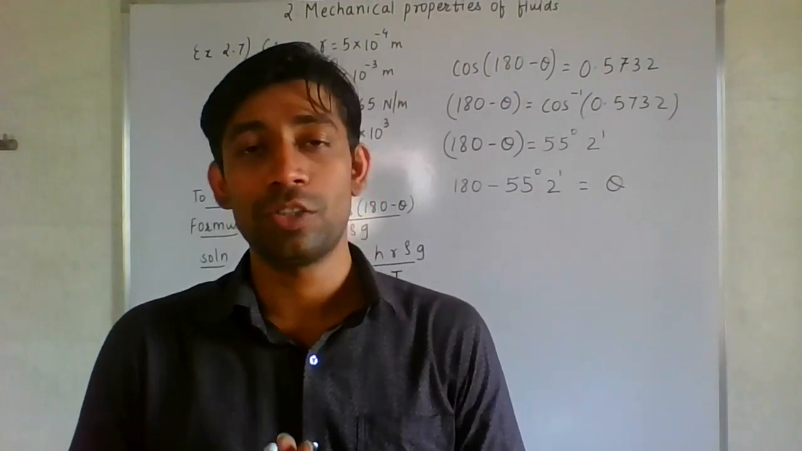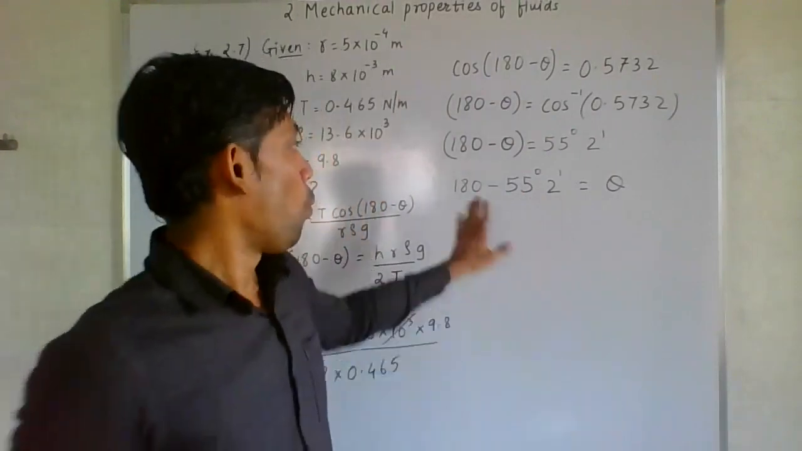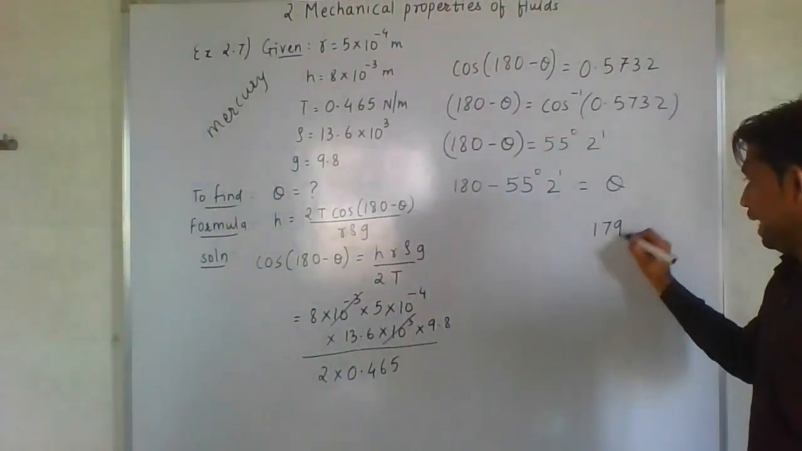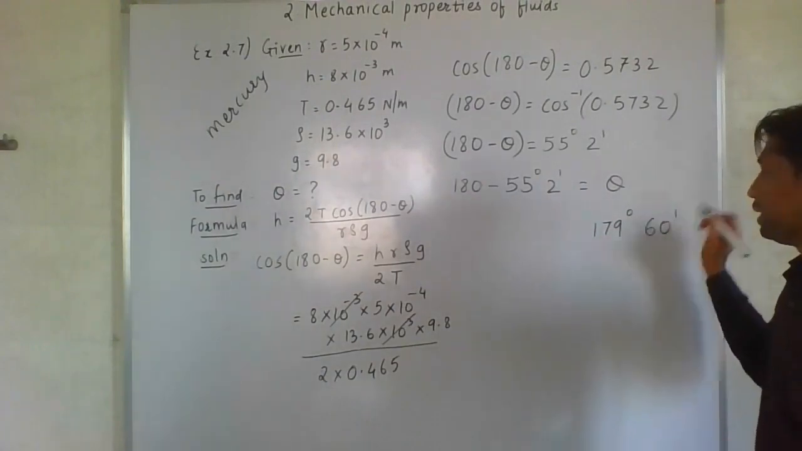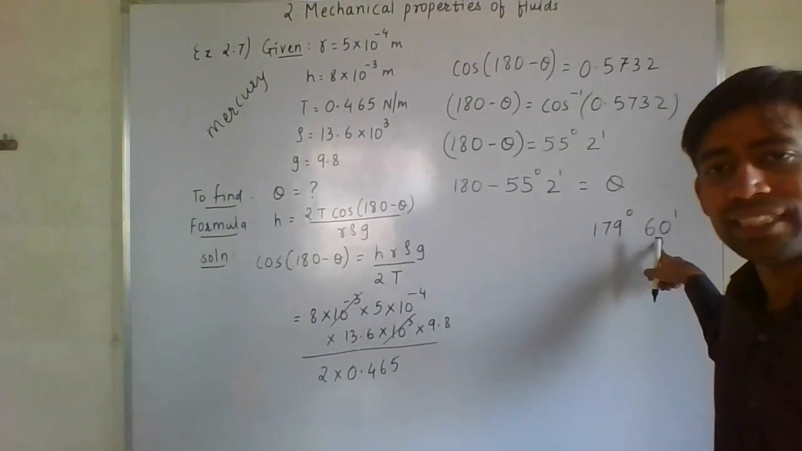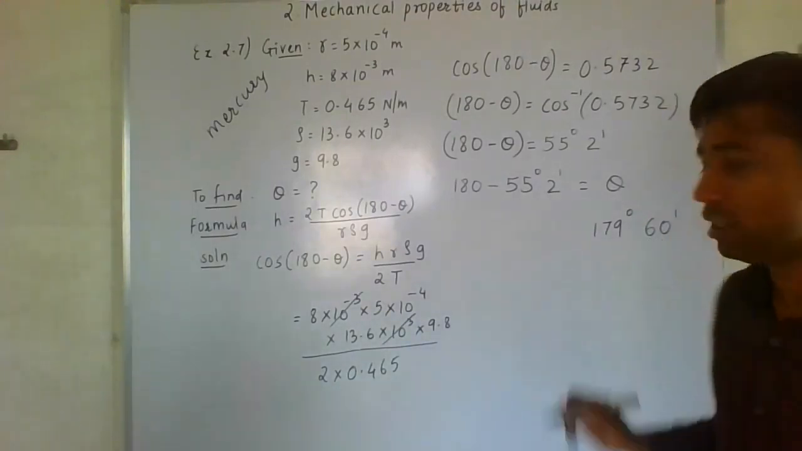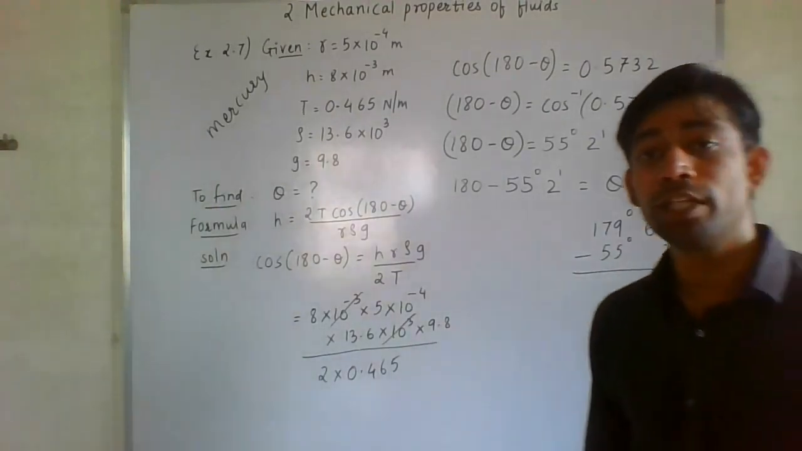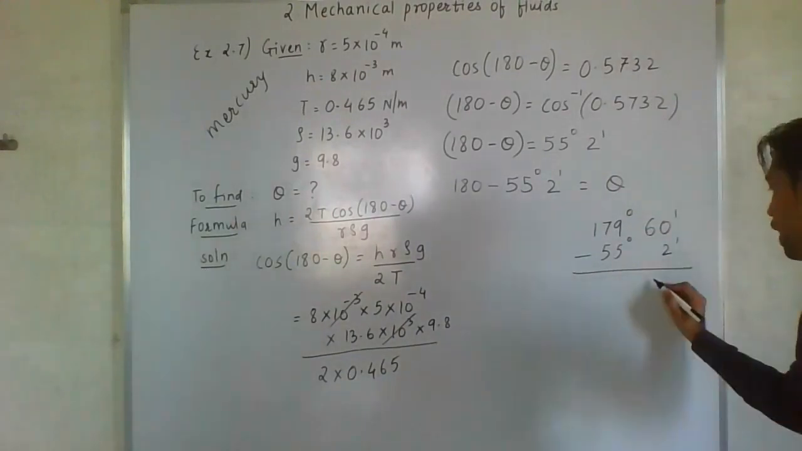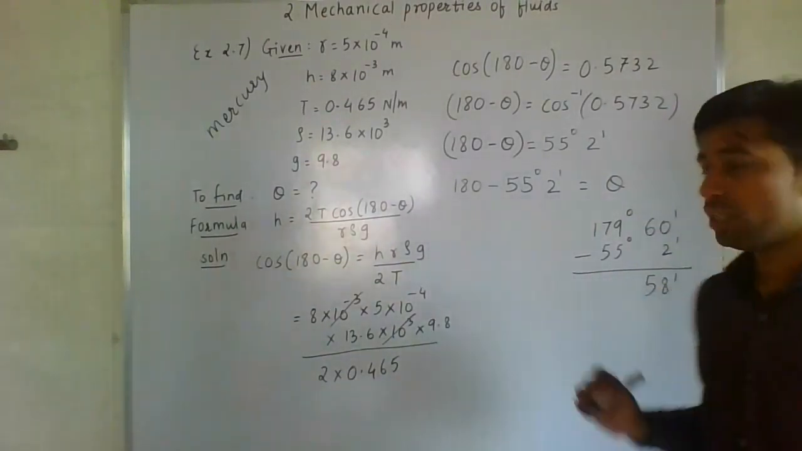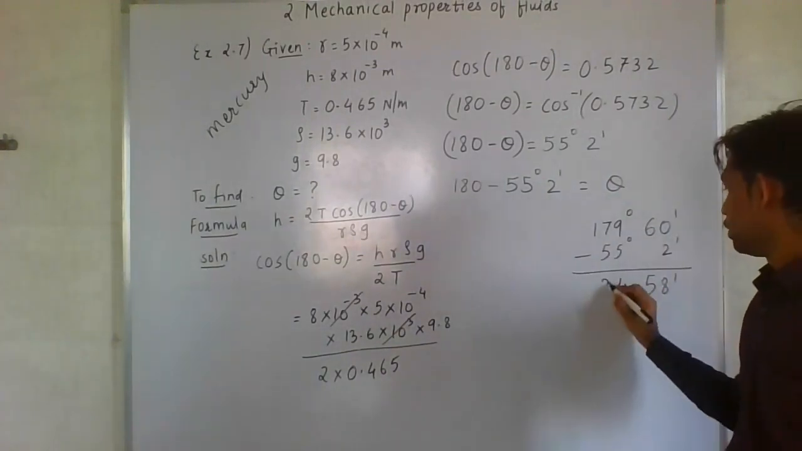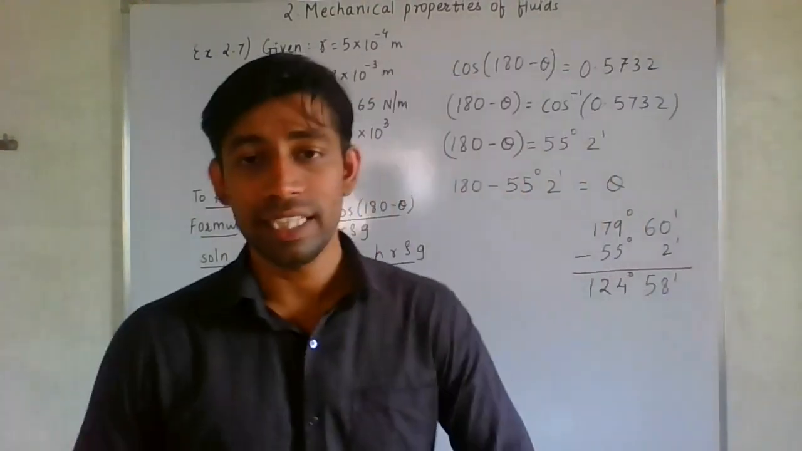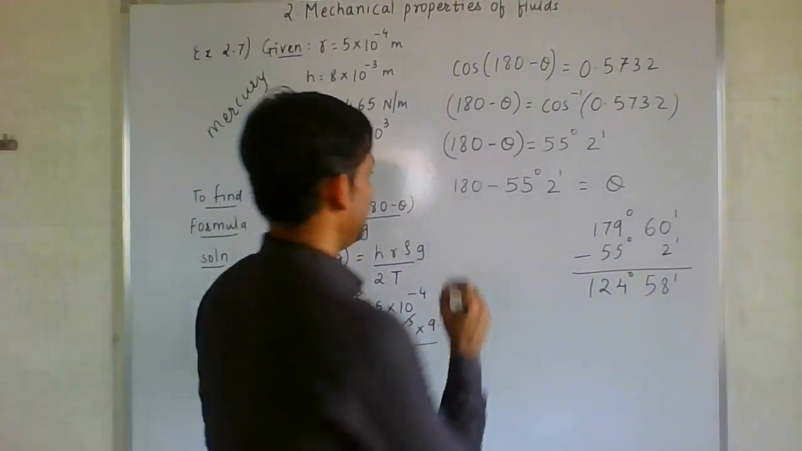For subtracting this, we have to do some modification. 180 degrees we will have to write as 179 degrees and 60 minutes. Obviously, 179 plus 60 is going to make 180 minus 55 2. This is how we are going to subtract. So 60 minus 2, I will get 58 minutes. 9 minus 5 is 4, and 2 minus 1 is 1. So your last answer is 124 degrees 58 minutes.